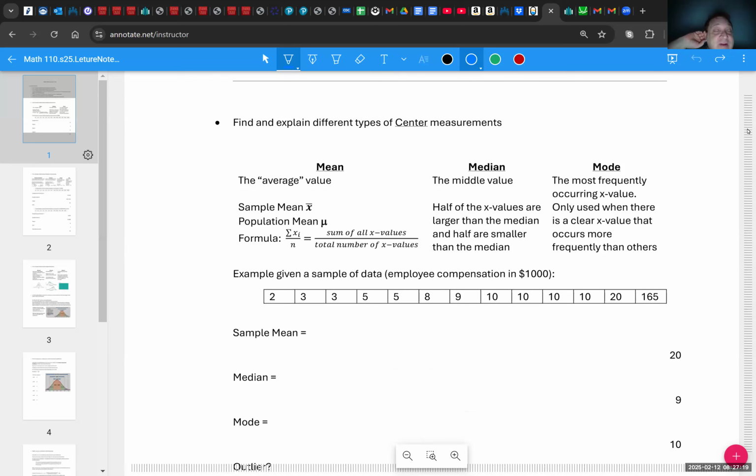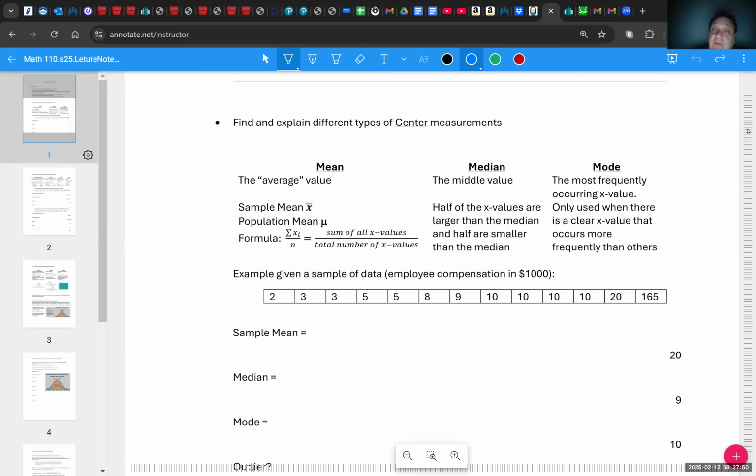All right, so the first learning objective here is to find and explain different types of center measurements. For our class, there are 3 main types of center measurements. These are things that try to find the center or the middle of a set of data. They are called mean, median, and mode. The mean is sometimes called the average value. We tend not to use the word average in statistics because it can mean median or mode or other things.